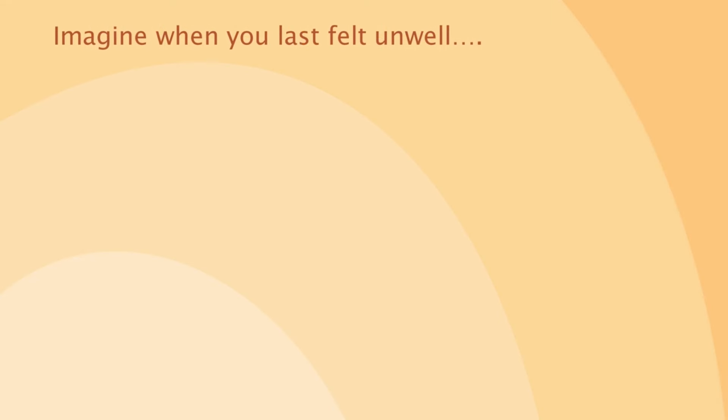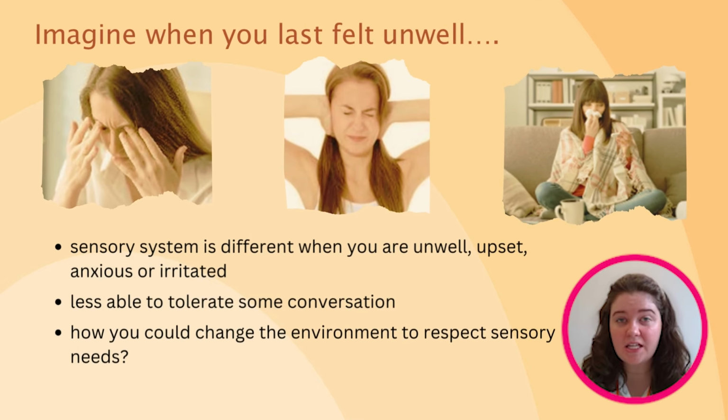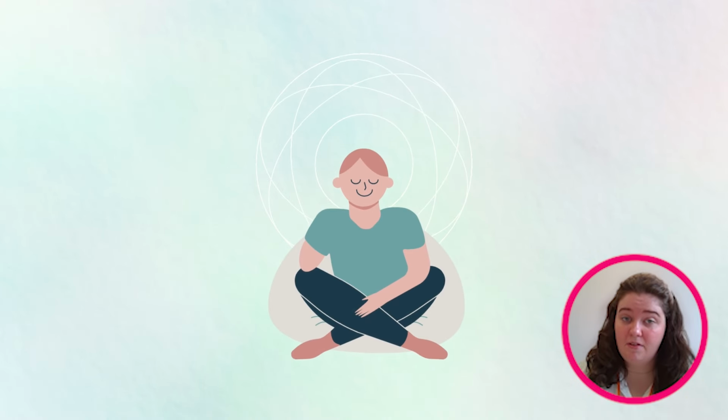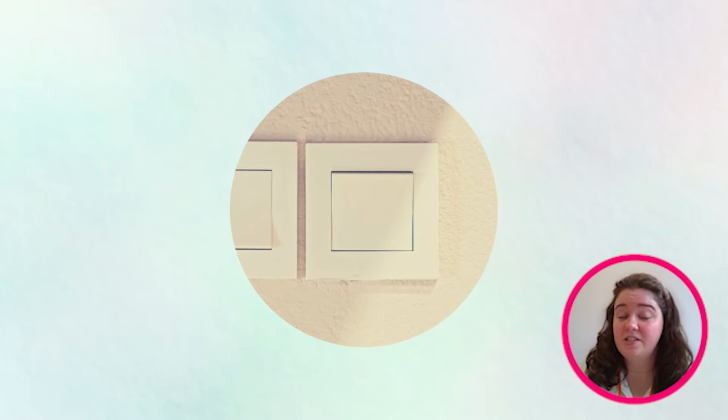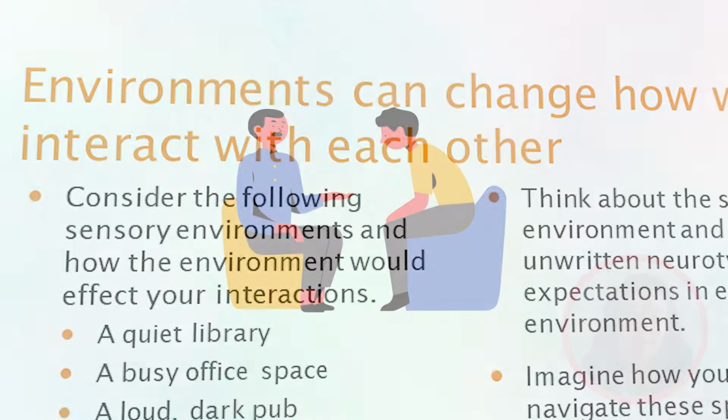As an exercise, I want you to imagine a time you felt unwell. When we are unwell, upset, anxious, or irritated, our sensory systems respond very differently. When you were ill, you were probably less likely to tolerate conversation, let alone challenging conversations or conversations about a topic you weren't interested in. Consider how you would change the environment to facilitate easier conversations. You may have wanted peace and quiet. You may have wanted to dim the lights. You may only want to speak to one person at a time. The sensory environment can have a big influence on our ability to interact.